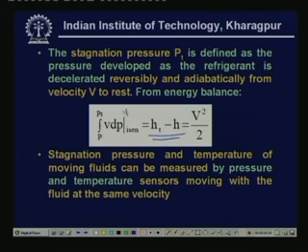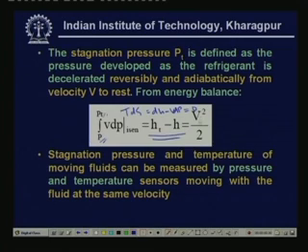To get this expression you have to use TdS is equal to dh minus vdP, and this is a reversible adiabatic process. So, dS is equal to 0. So, dh is equal to vdP. Okay. So, dh is nothing but Ht minus h. So, Ht minus h is nothing but integral vdP along the isentropic process, and the integration has to be performed from the static pressure P to the stagnation pressure Pt.